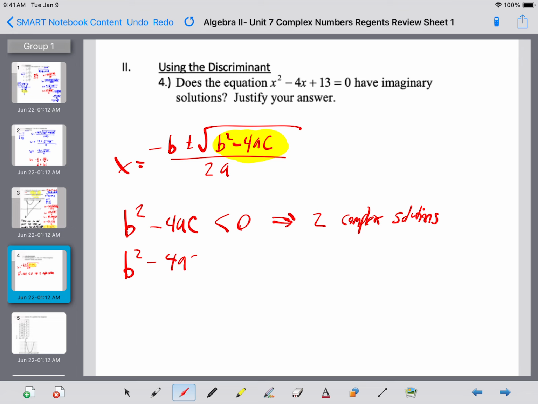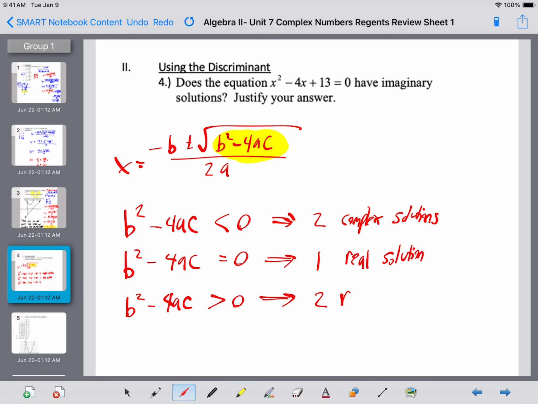If it equals 0, then you would only have one real solution. And then if it was greater than 0, then you would have two real solutions. Do you have to know this? No, you could just use the quadratic formula.